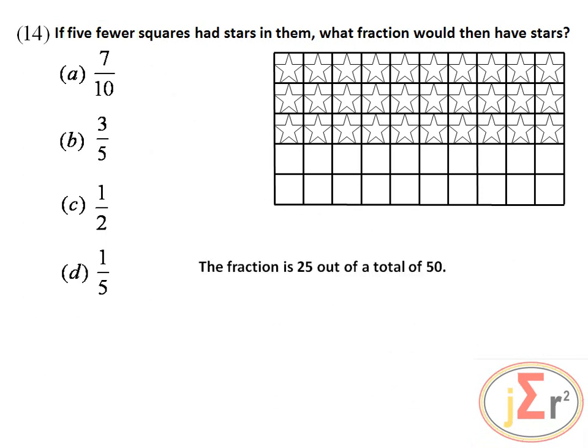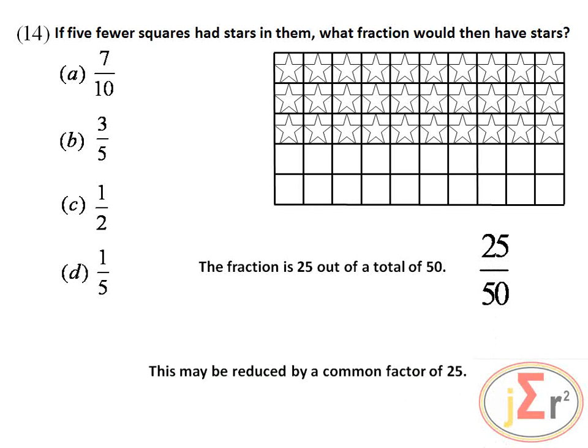The fraction is 25 out of a total of 50. So 25 over 50, 25 out of 50. This may be reduced by a common factor of 25, because we are sure that 25 can go into 25 one time and 25 into 50 two times. So the fraction now is a half. The correct answer is option C.